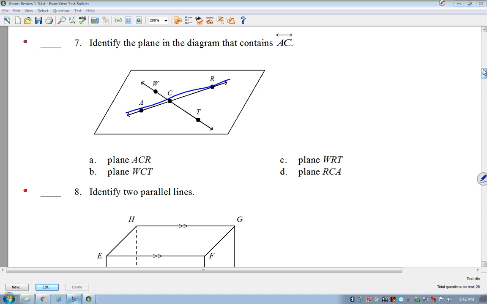Are those 3 non-collinear points, ACR? No. Okay, so that won't work. WCT. Well, WCT are 3 non-collinear points, but they don't contain AC, right? That doesn't work. What about WRT?